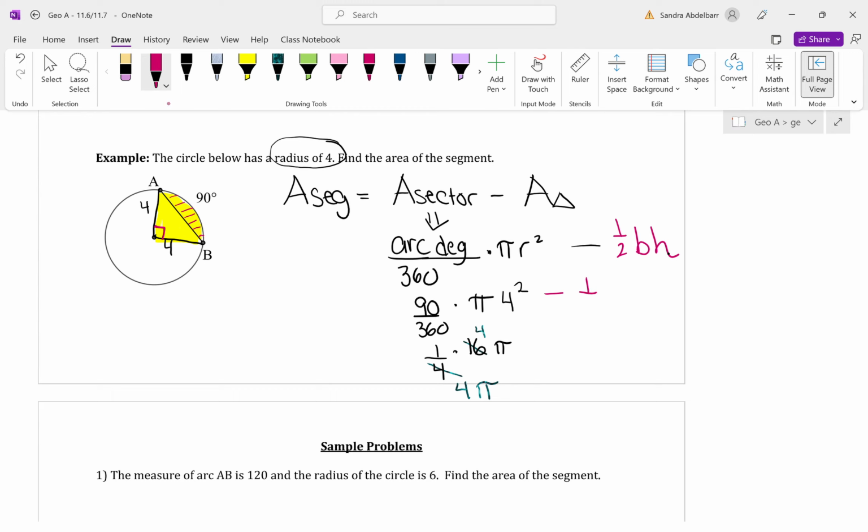So we're going to have half, the base is 4, the height is 4. Half of 4 is 2. 2 times 4 is 8. So we end up with 4 pi minus 8 units squared. That's the area of our segment.